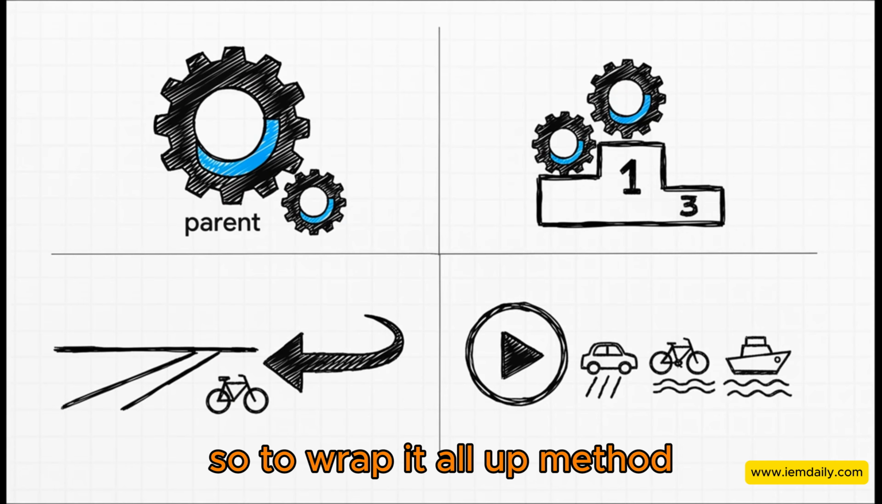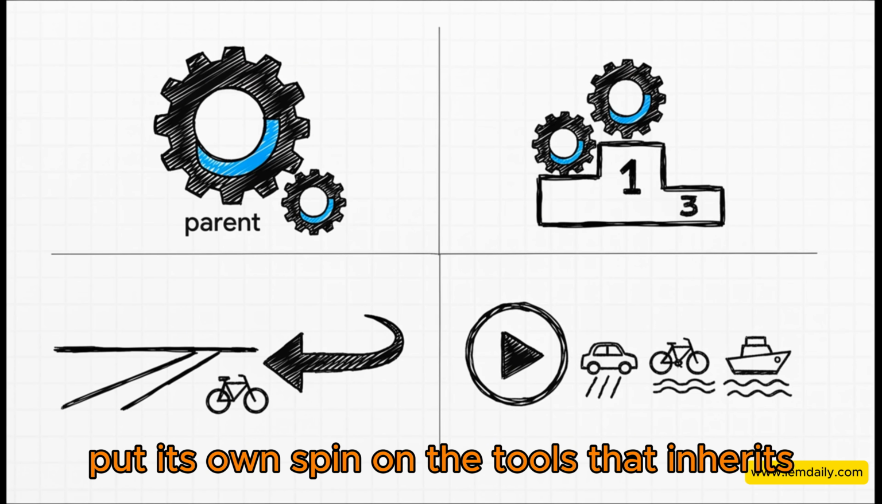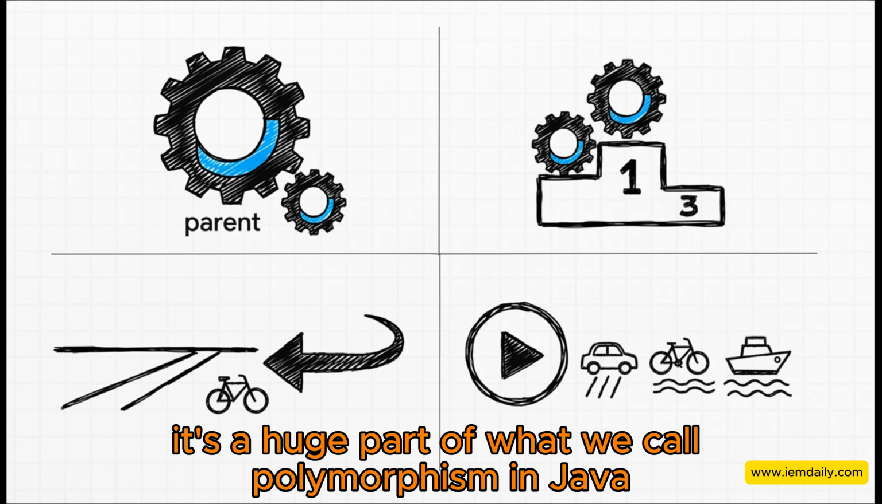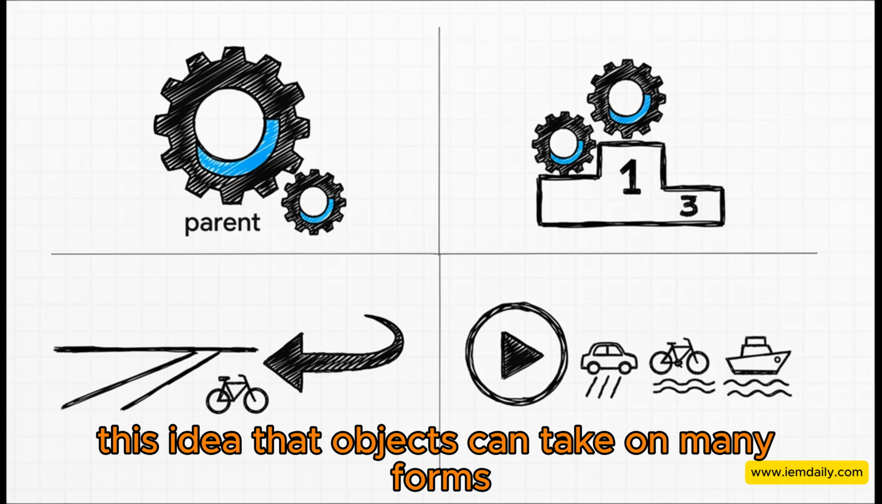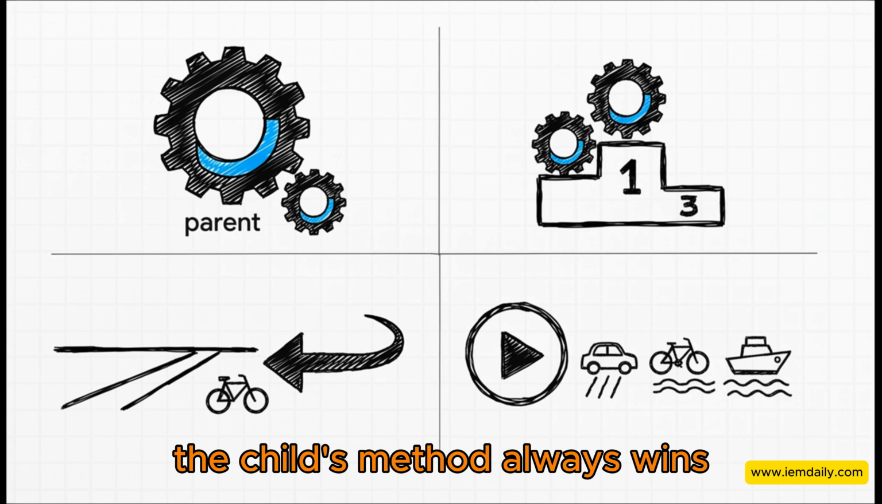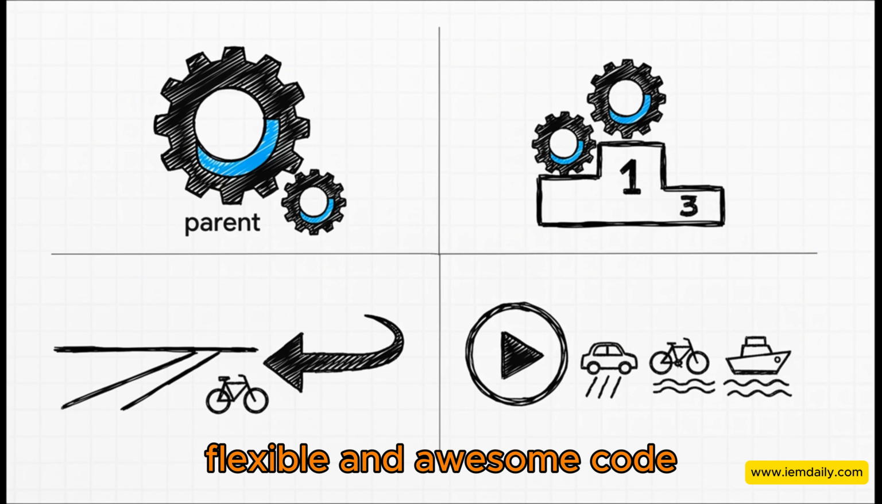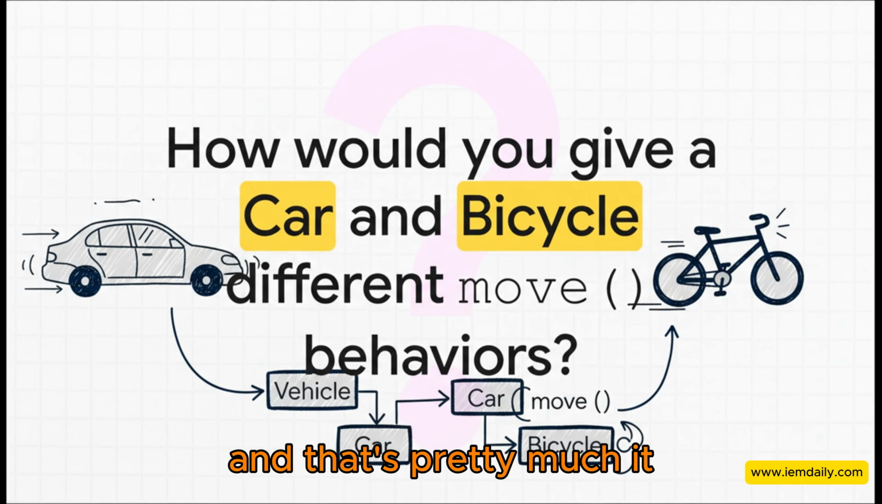So to wrap it all up, method overriding is what lets a child class put its own spin on the tools it inherits. It's a huge part of what we call polymorphism in Java, this idea that objects can take on many forms. And just remember the golden rule: the child's method always wins. This gives us so much power to write really specific, flexible, and awesome code. And that's pretty much it.